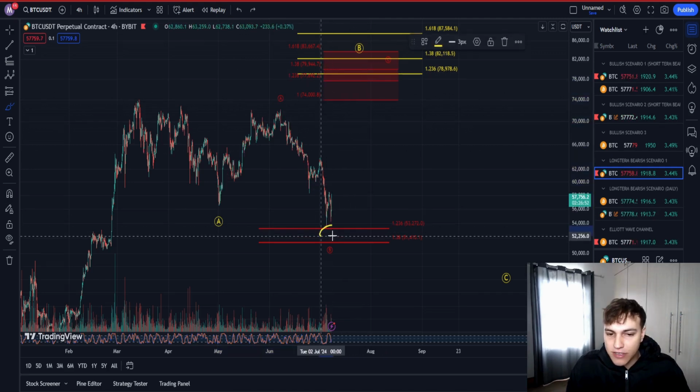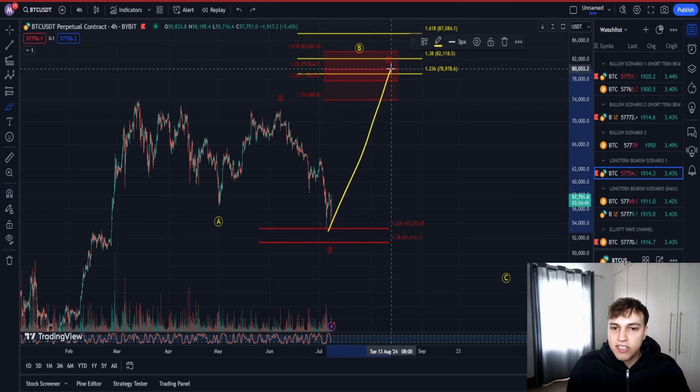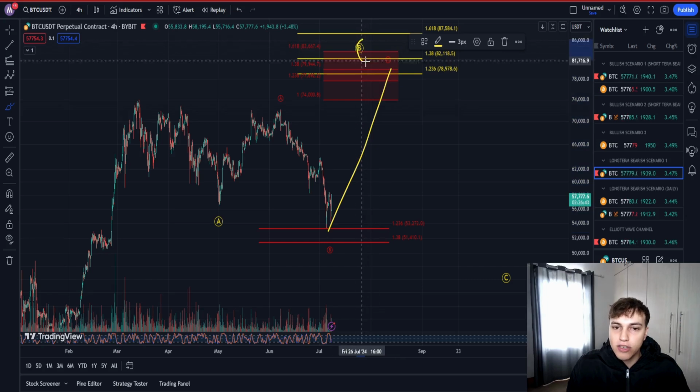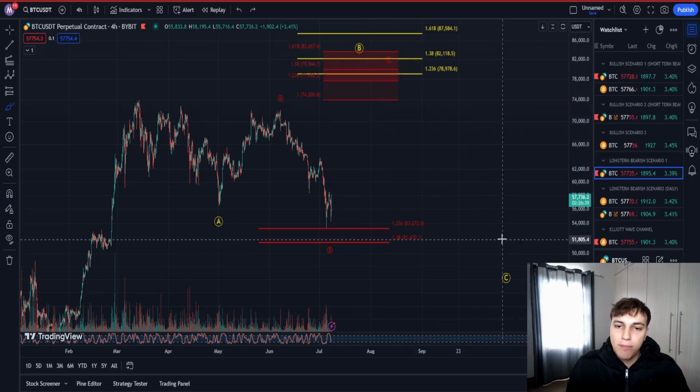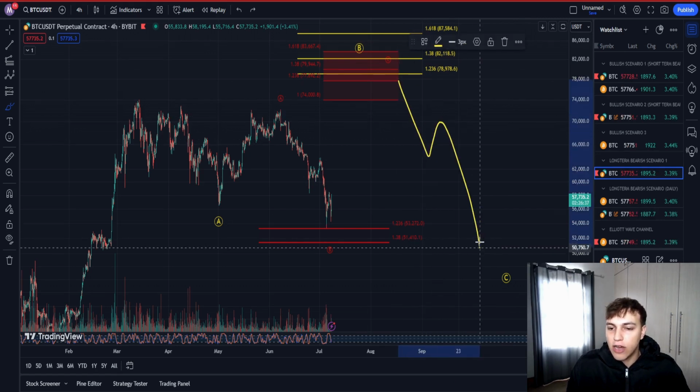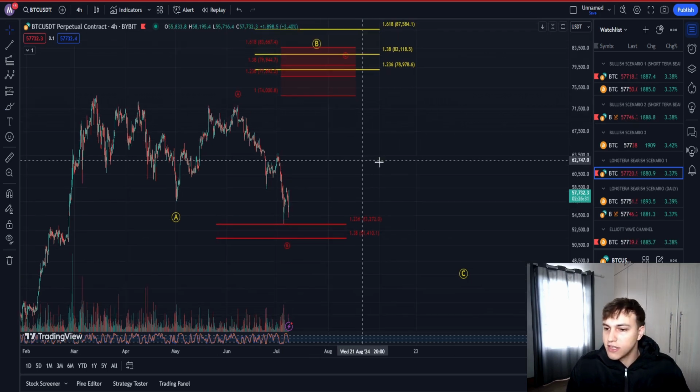Price has moved into this target box and hit and reversed perfectly off here. So we could be seeing a C wave to the upside in that larger degree B wave, and then an impulsive move to the downside in the wave C, targeting the low $46,000 to $45,000.